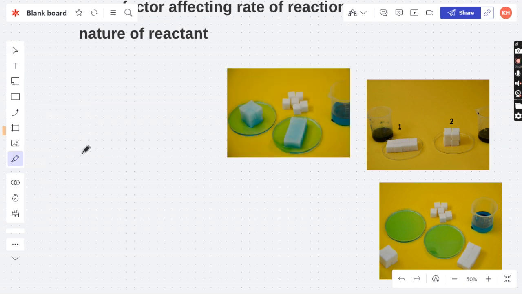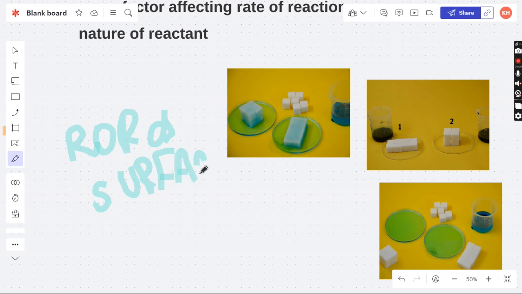The rate of reaction, ROR, is proportional to the surface area. The higher the surface area, the more surface it has to perform the reaction.